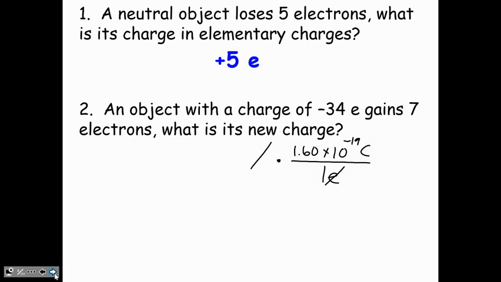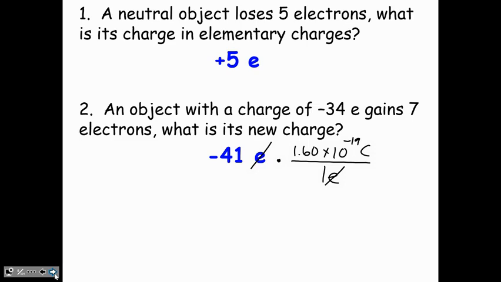Suppose an object with a charge of -34 elementary charges gains 7 electrons. What is the new charge? So again, think about the electrons and what happens if you gain electrons. If the object is adding more electrons, it's becoming more negative. So that means if I take the original charge, -34e, and add 7 units of negative charge, becoming more negative, I would get -41 elementary charges as the new charge.